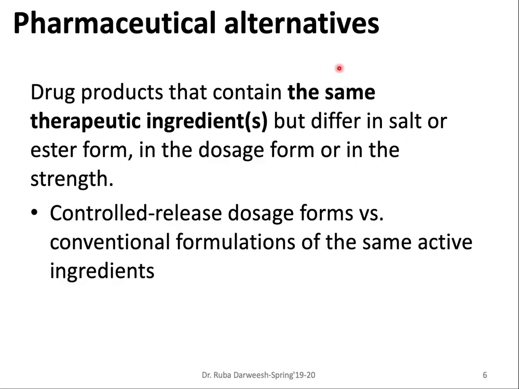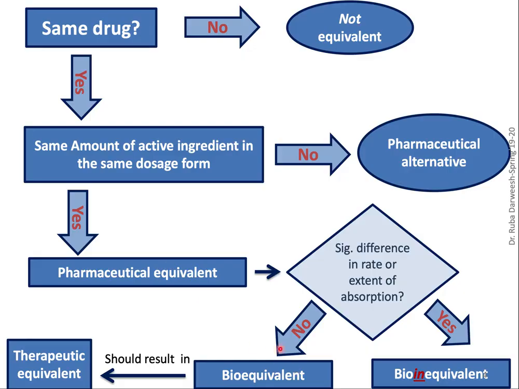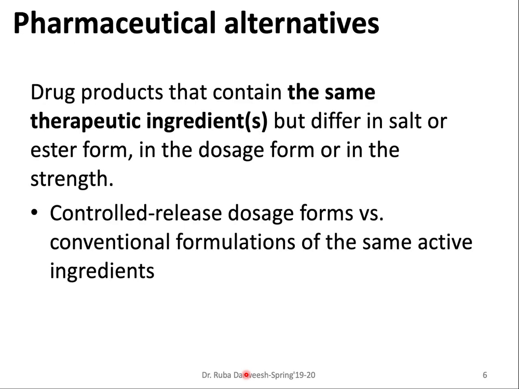If we are talking about pharmaceutical alternatives, then we are talking about the same therapeutic ingredient, which is the same drug, but differing in the salt, ester form, dosage form, or the strength. So the same exact drug, but we are changing the amount or the excipient, or the dosage form. One example of this is a controlled release drug versus a conventional or rapid release formulation.